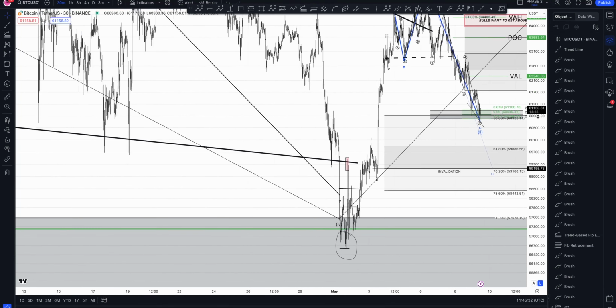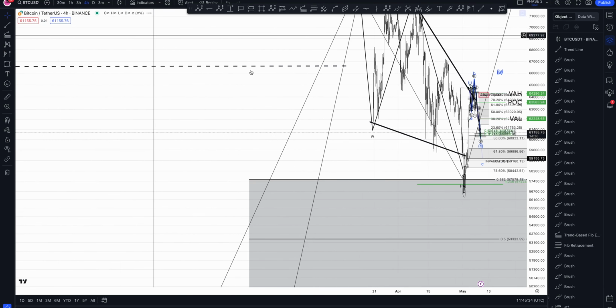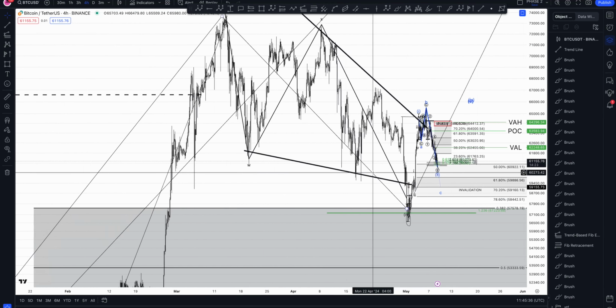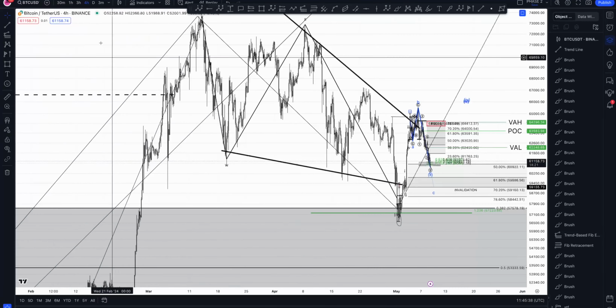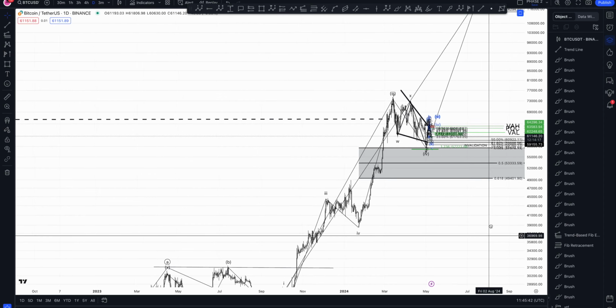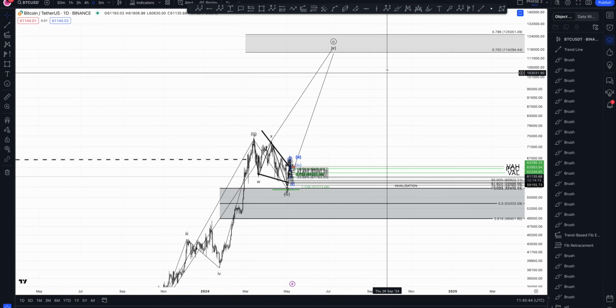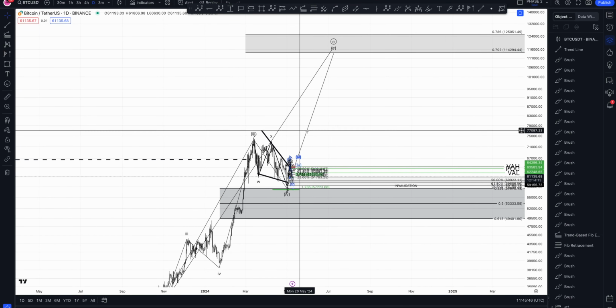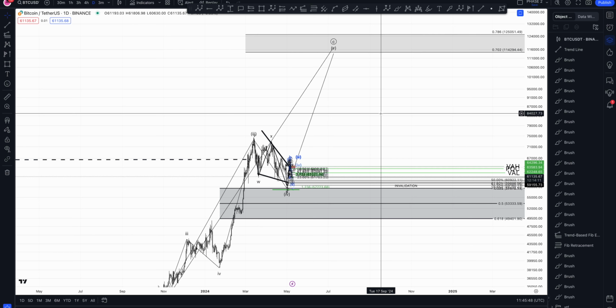Anyways, so this is Bitcoin. Definitely don't think we're fully done here, in regards to this whole picture. I think we still have one more wave up here at 114 to 125,000, and we have one more wave up with the rest of the US stock market, because remember, Bitcoin does not move on its own. It moves with the US stock market.